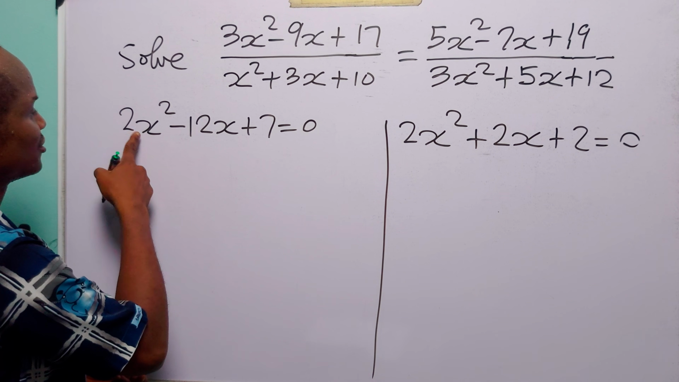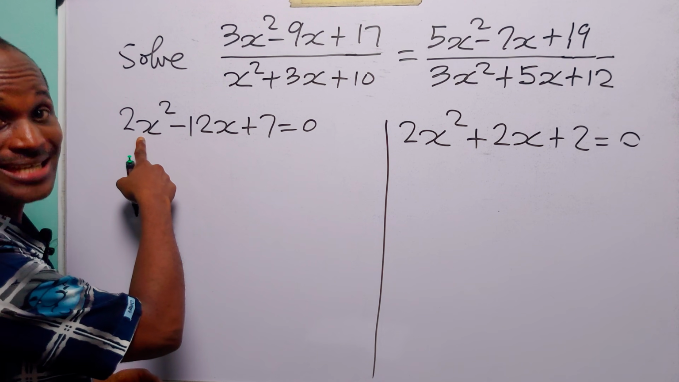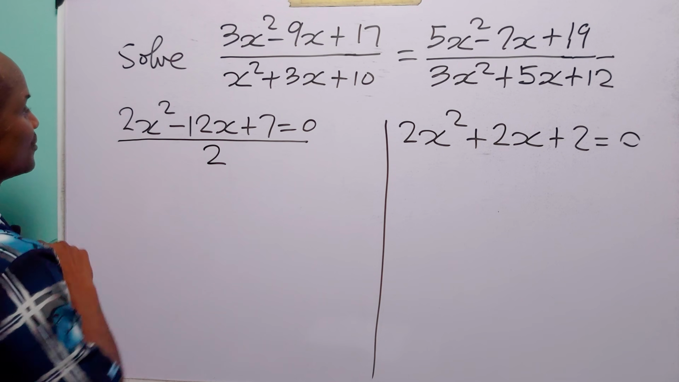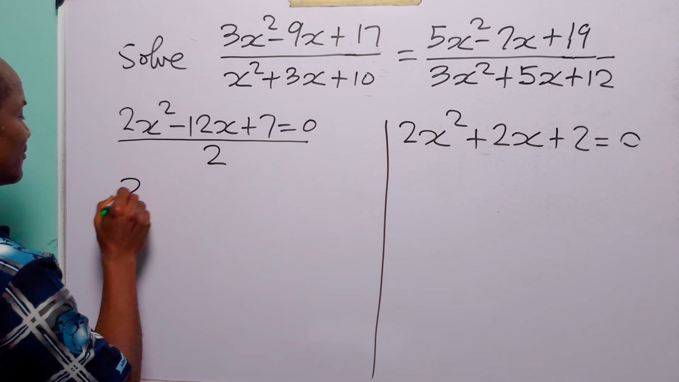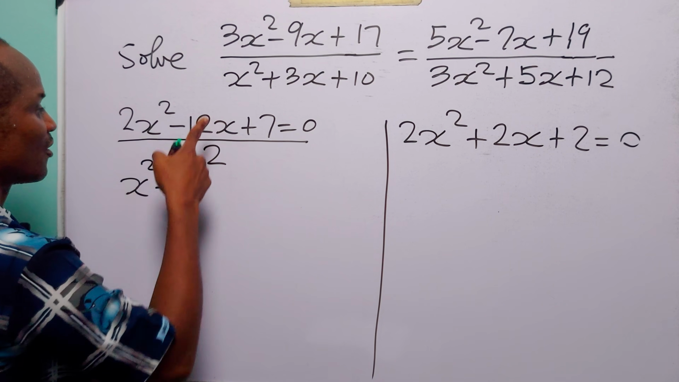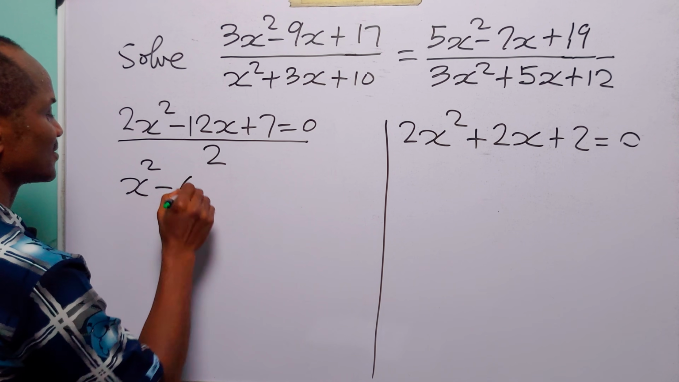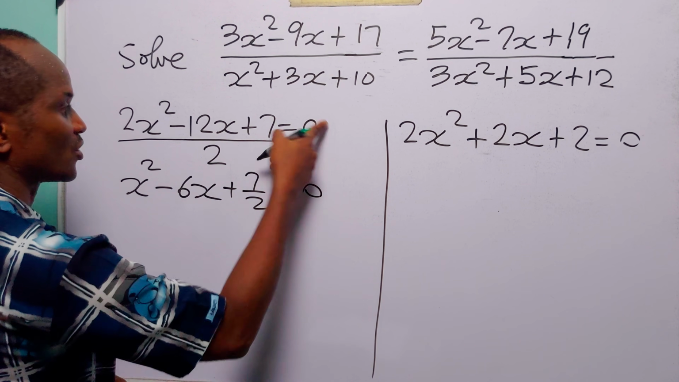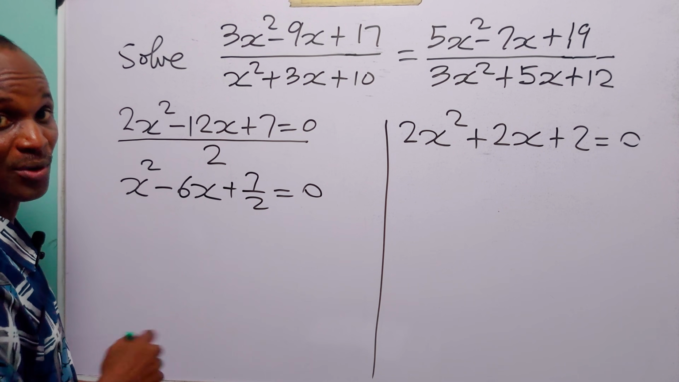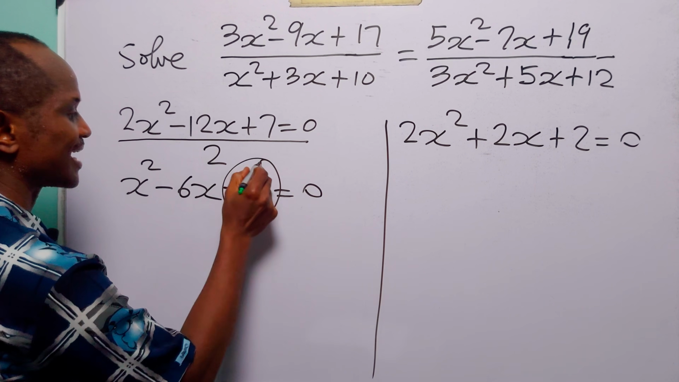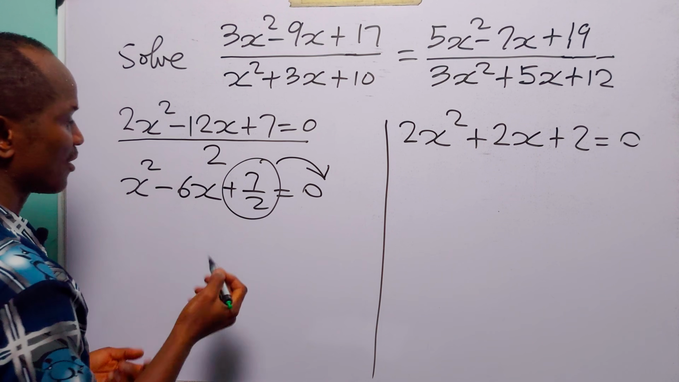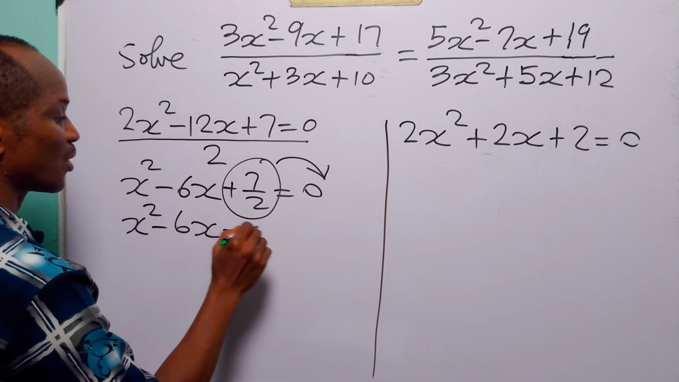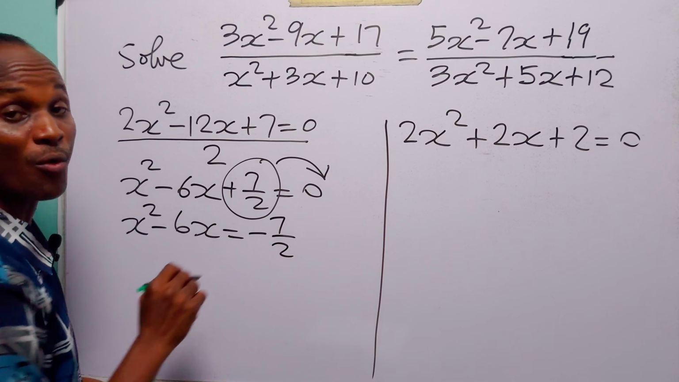And of course, the first thing we are going to do is to make sure that the coefficient of x squared is 1. So we divide through this equation by 2. This over that is going to give us x squared. Minus 12x over 2 is going to give us minus 6x. And here we have plus 7 over 2. And of course, 0 divided by 2 is 0. Now, the next step is to move the constant term over to the right. When we do that, we have x squared minus 6x is equal to minus 7 over 2.